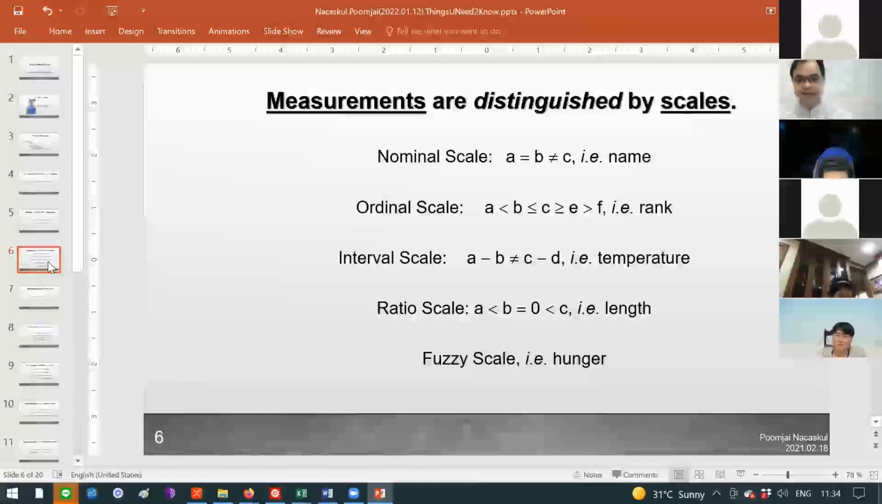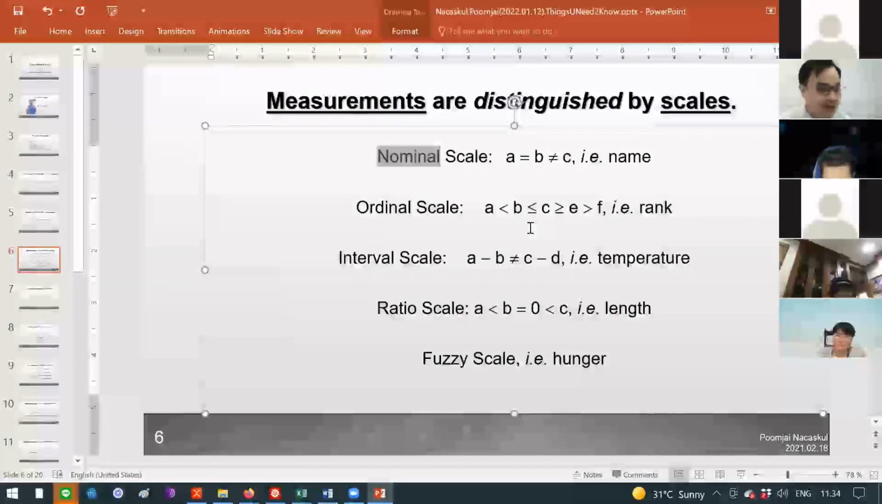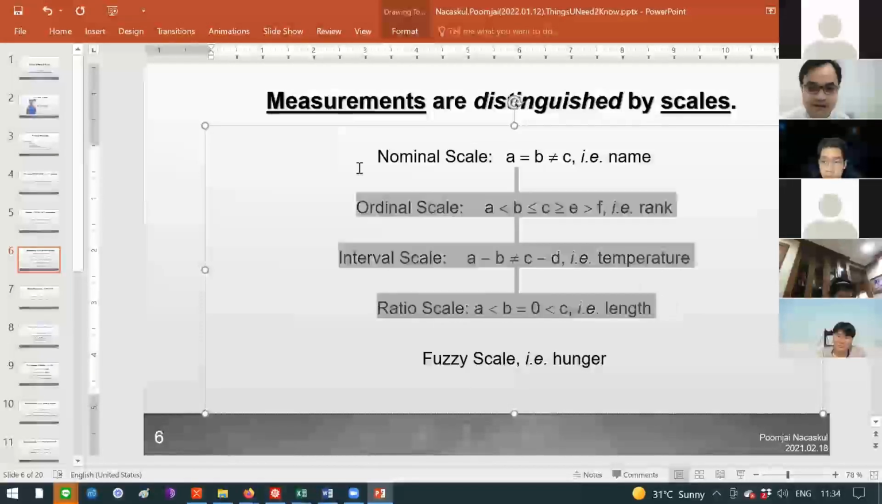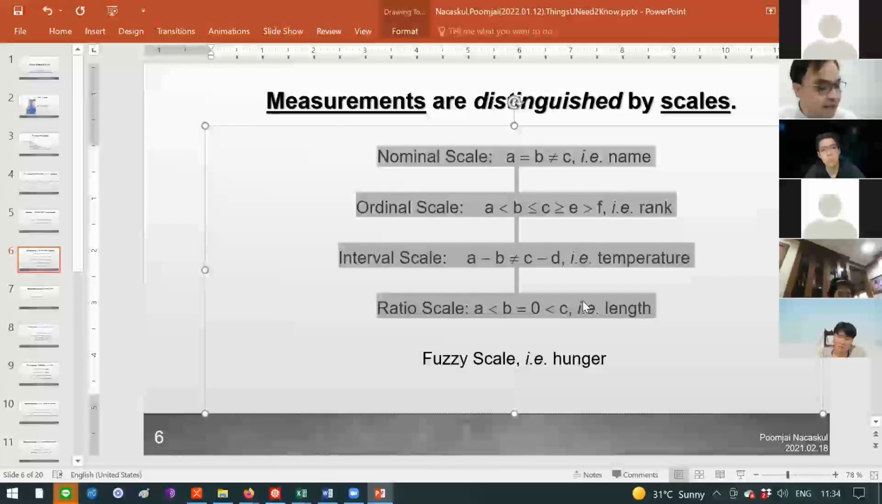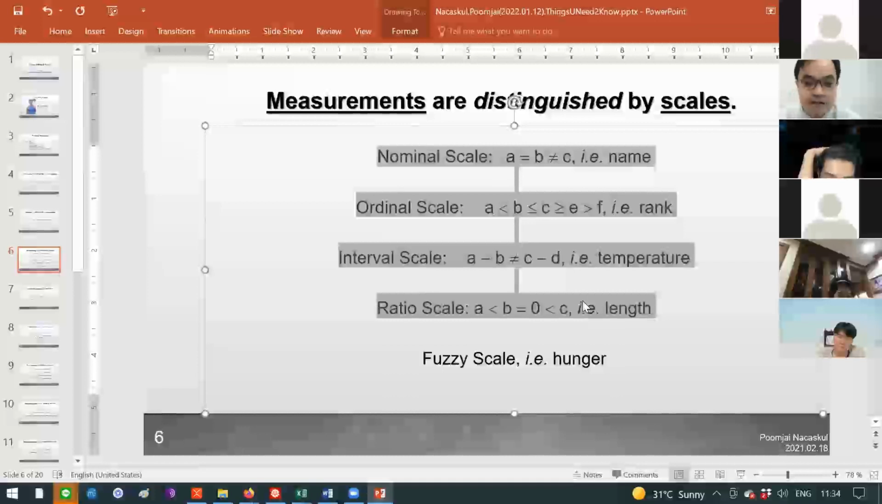Next, measurements are distinguished by scales. And this is where this becomes something very important, okay? I put a lot of emphasis, maybe like 10 minutes on this slide alone for my data analytics class. Well, not this slide, but this concept. The idea is that when you take the measurement, they have different kinds of scale, and different kinds of scale impart different levels of information.